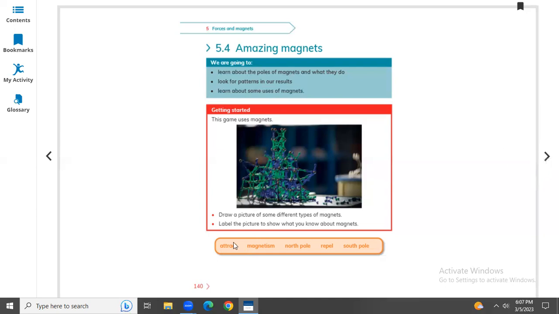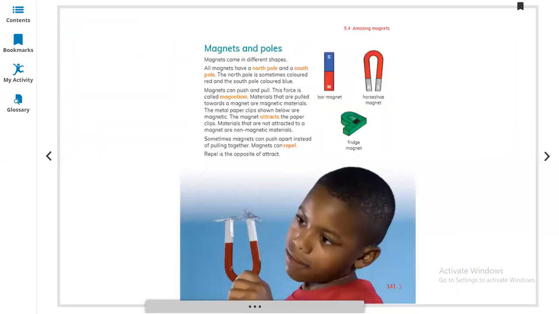In this lesson, the vocabulary words are attract, magnetism, north pole, repel, and south pole. Page number 141. Magnets and poles.